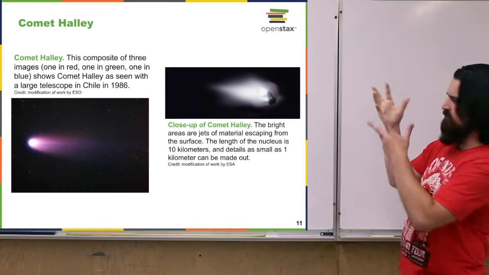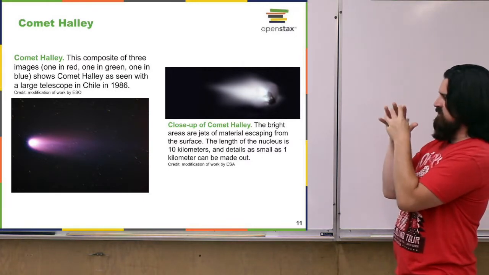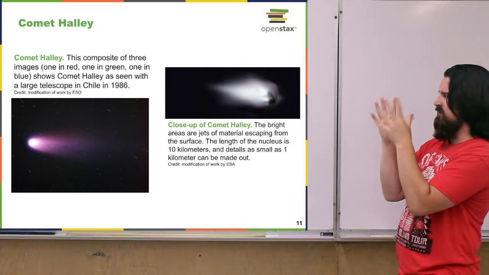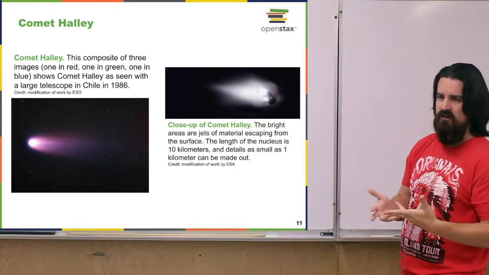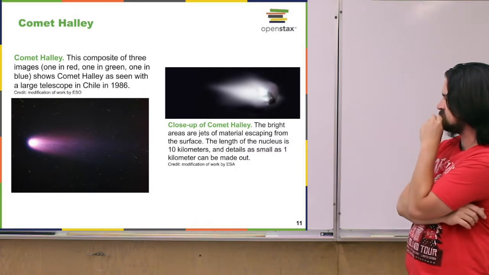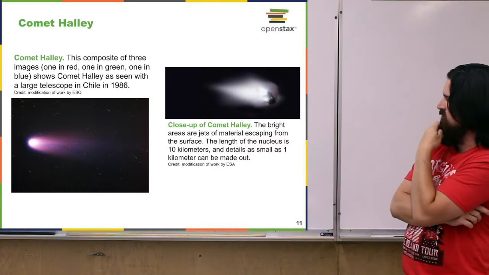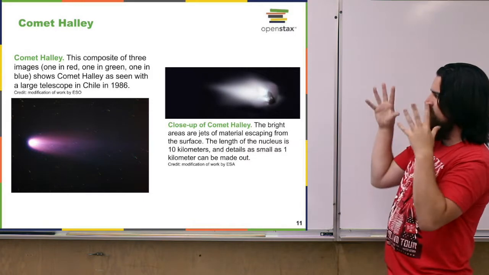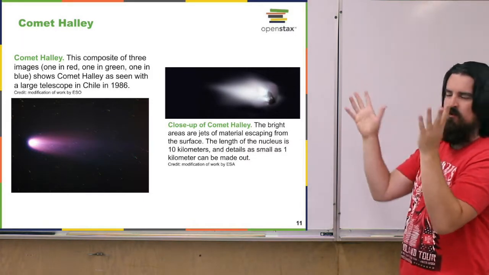Yeah, so in the close-up you can see that it's not just this fuzzy ball. It's actually a kind of gnarly looking hunk of stuff, and that stuff is mostly ice. And again, remember ice, not just water ice, but ammonia, methane, other things like that. Halley was a fairly large comet, I think, its nucleus being about 10 kilometers. And in this picture you can see that fuzz around the nucleus of the comet. That's some of that ice being vaporized.